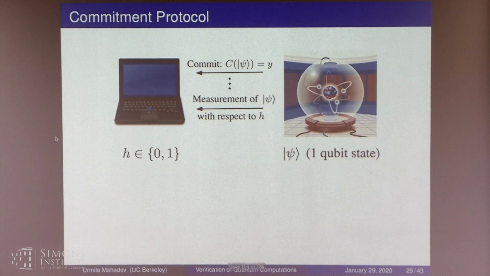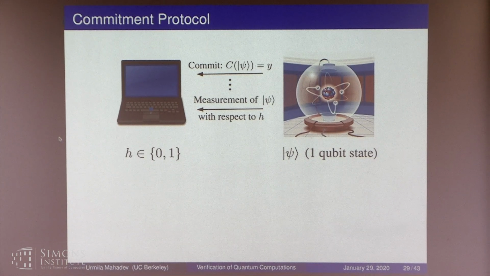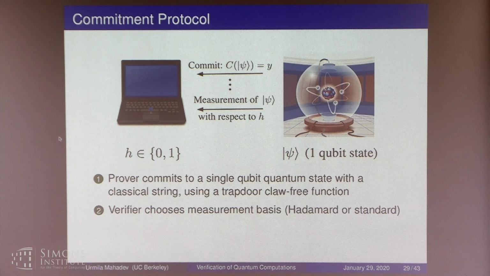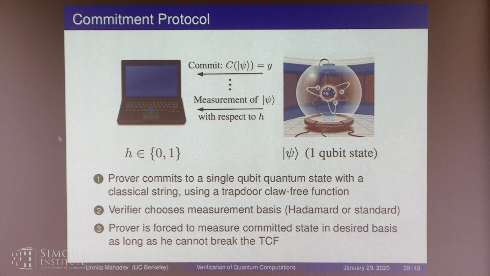And for the rest of this talk, I'm not going to focus on the n-qubit commitment protocol. I'll focus on the single-qubit commitment protocol just for simplicity. And to remind you of how it goes, the prover commits to a single-qubit quantum state with a classical string using a trapdoor claw-free function. The verifier chooses a measurement basis, either Hadamard or standard. And the prover should be forced to measure the committed state in the desired basis as long as he cannot break the trapdoor claw-free function. So now let's go through this step by step, and I'll show you how these steps are done with a trapdoor claw-free function.